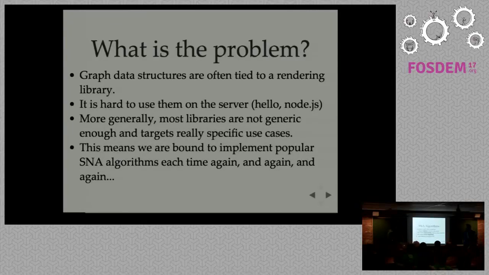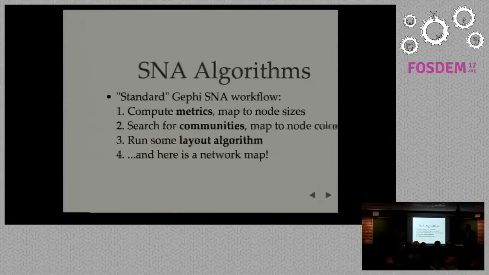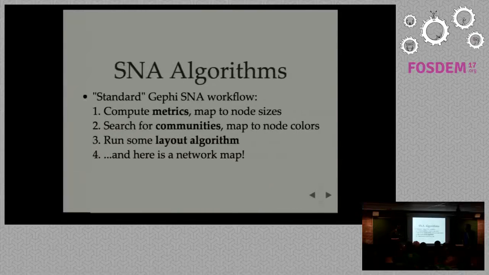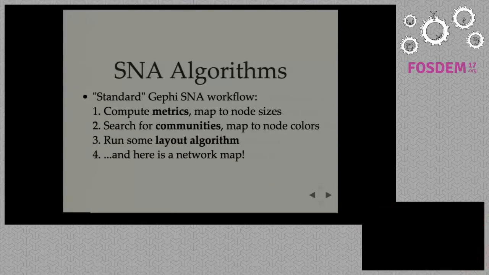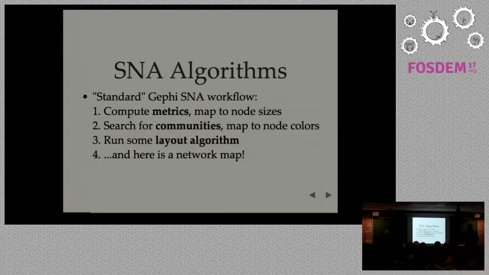For the SNA algorithms, I'll go into more detail. I take the quite standard workflow. When I have a social network, what do I want to do to create a network map? First stage is to compute some metrics like PageRank or HITS or any centrality score for my nodes, and map the results to node sizes. Then we search for communities, and we map the colors to the communities. And then we run some layout algorithm, and we have a map.